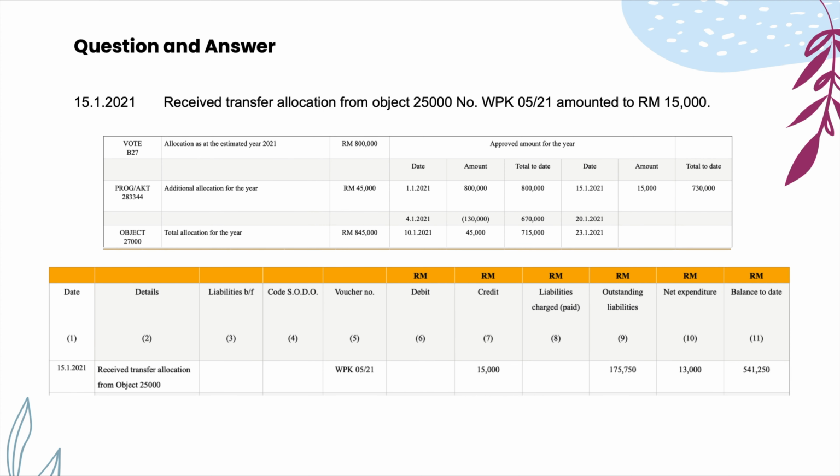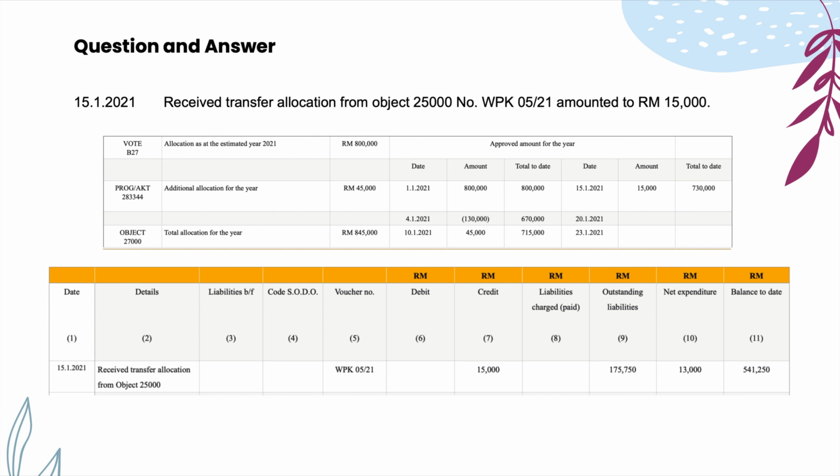Next, on the 15th January 2021, received transfer allocation from Object 25,000 number WPK05/21 amounting to 15,000 ringgit. Transfer allocation from Object will affect Part 2 and Part 3 of the vote book.